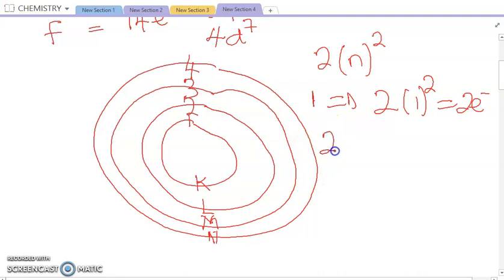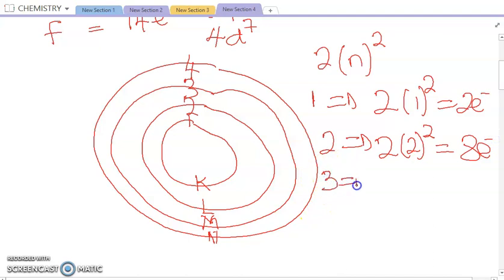If I go to shell 2, I'm going to have 2 bracket 2 squared. 2 squared will give me 4. 4 times 2 will be 8, meaning the maximum number of electrons in shell 2 is 8. If I go to shell 3, I'm going to have 2 bracket 3 squared. 3 squared is 9. 9 times 2, meaning the maximum number of electrons in shell 3 is 18.